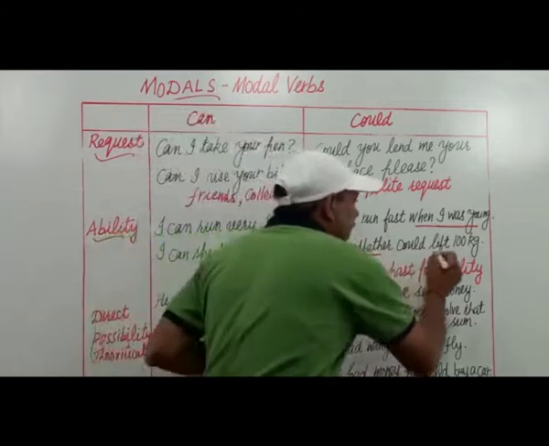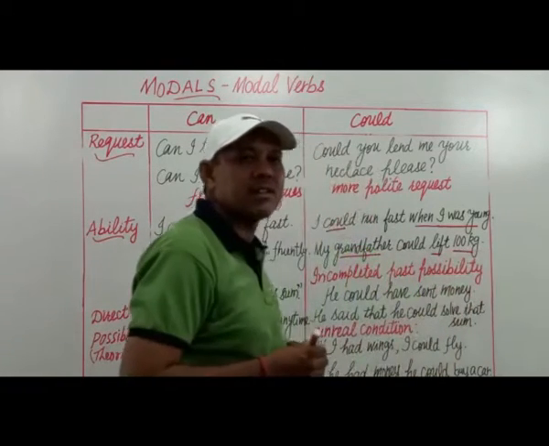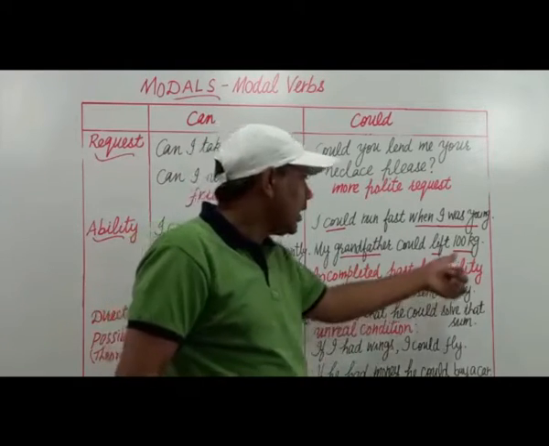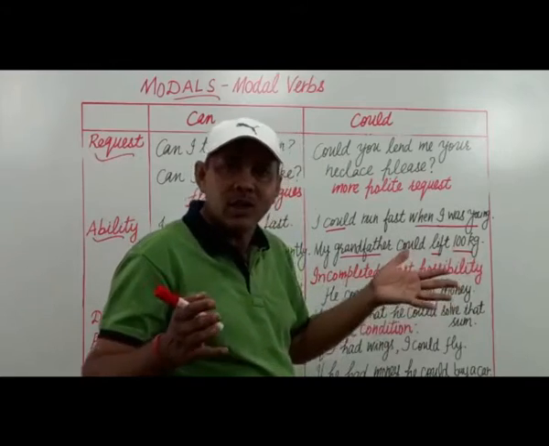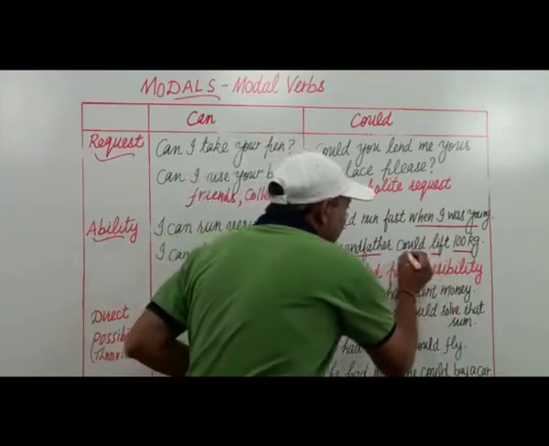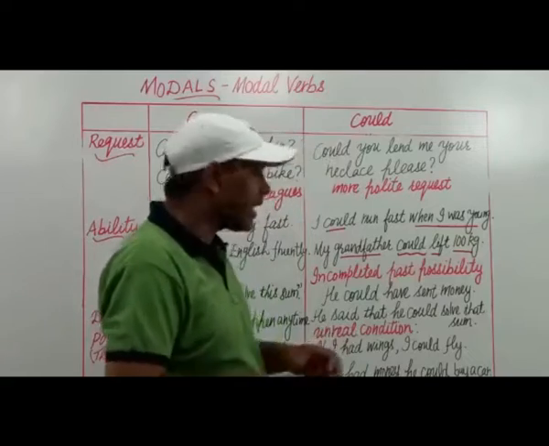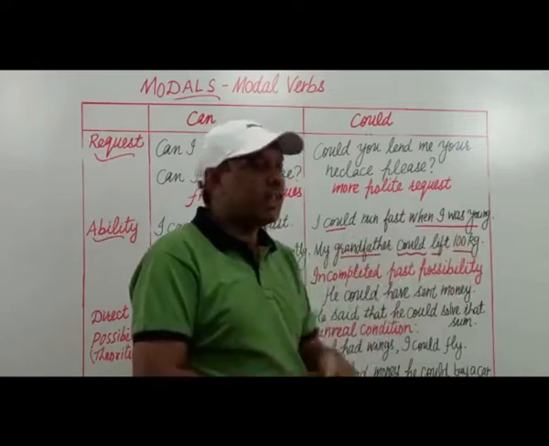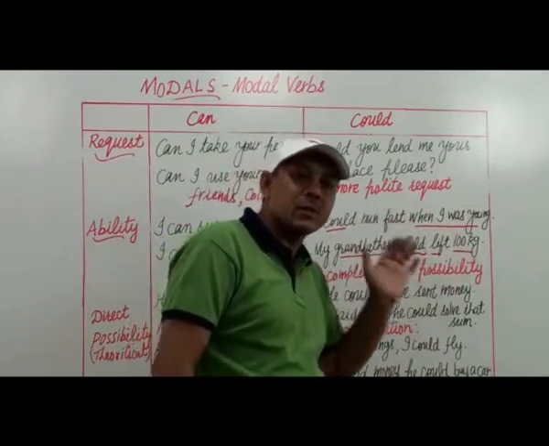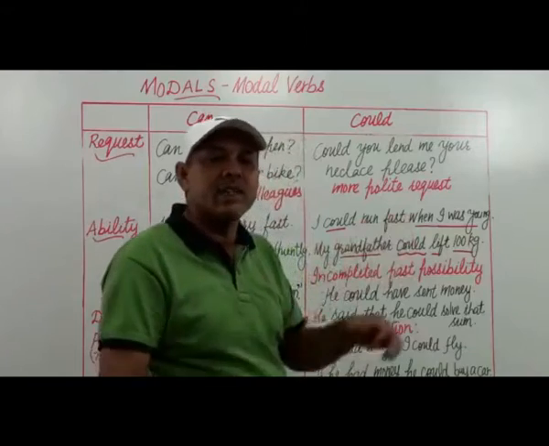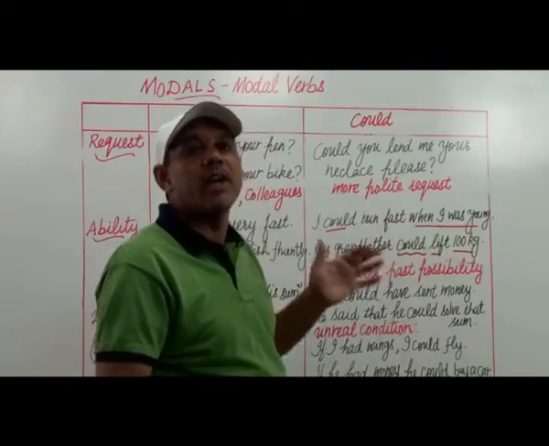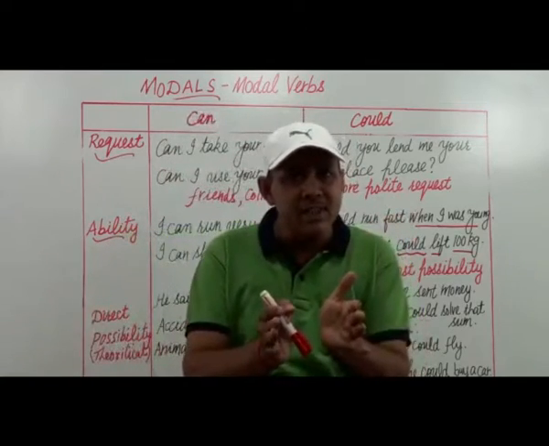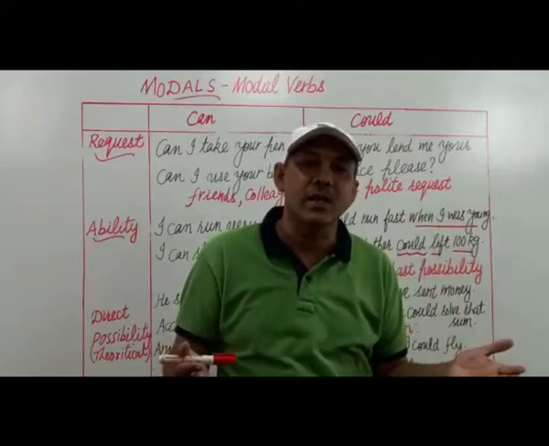My grandfather lift 100 kg weight. Can a 90 years old person lift 100 kg weight? I think no, not possible. It means it was the ability of the past of my grandfather. My grandfather could lift 100 kg weight. In this way, when we have to express the ability of the past of someone, then we use could in place of can. Very simple difference. Can is used for a present ability and could is used for past ability.